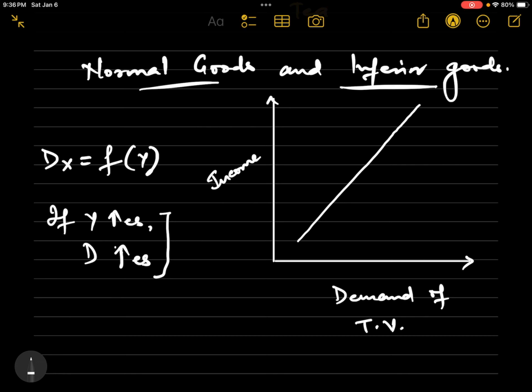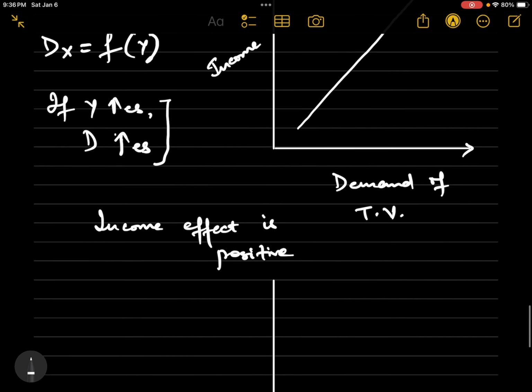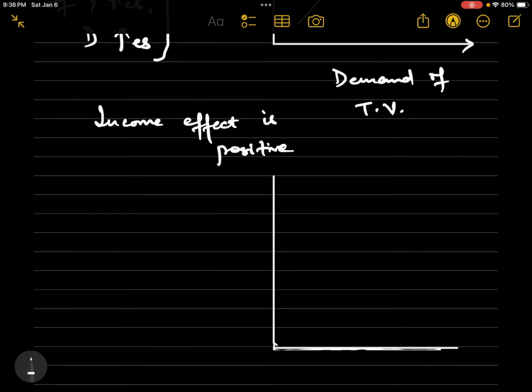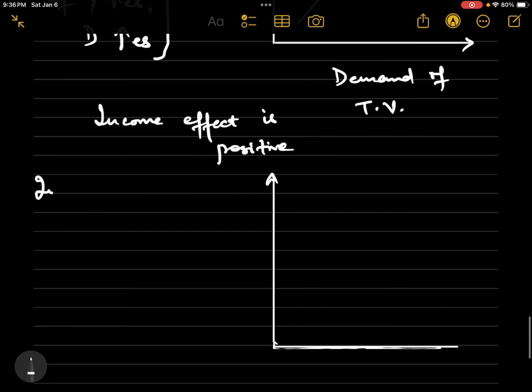So income effect is positive in case of normal goods. Now let's take the case of inferior goods. What are inferior goods? Inferior goods are those goods whose demand decreases with an increase in income.